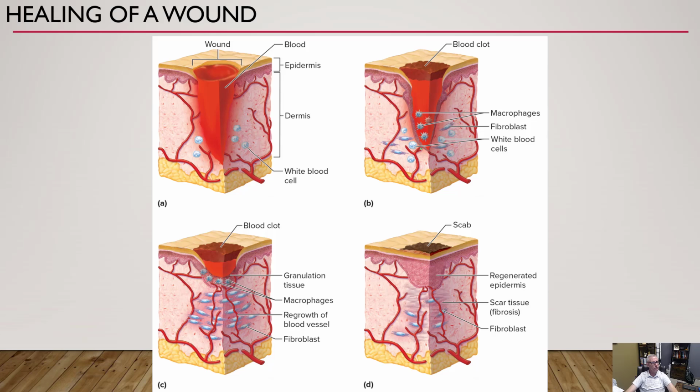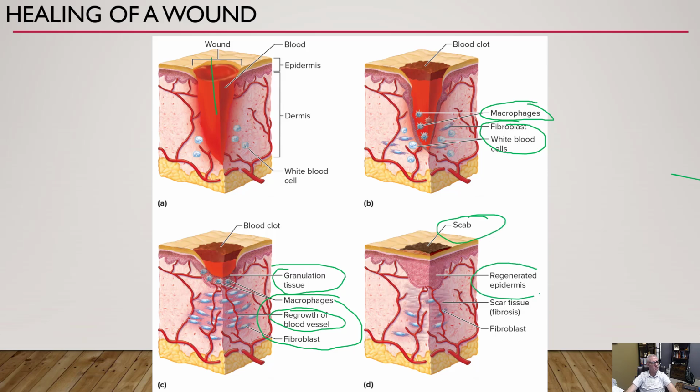So here's just a picture version of what happened. We cut ourselves with a wound. We'll see some macrophages and some fibroblasts and white blood cells come in. Eventually, we'll see some granulation tissue, regrowth. We'll still see some macrophages and fibroblasts coming in and cleaning up all of that gunk. The scab forms. We'll see that tissue get regenerated, and eventually that scab is going to fall off.